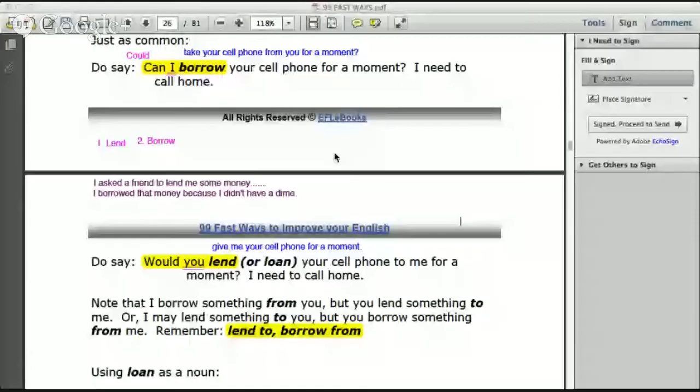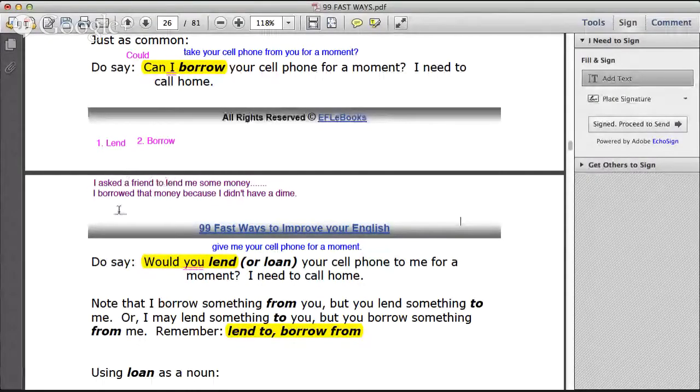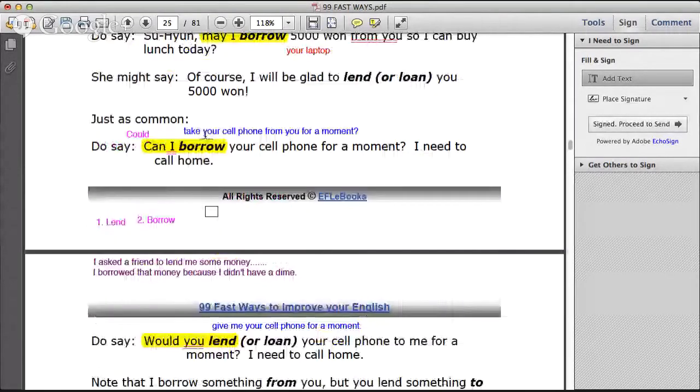Duong, two sentences. One with lend and the other with borrow. Okay. Could I lend your CD for a moment? Let's take a look here. What are you wanting to say? Take or give?